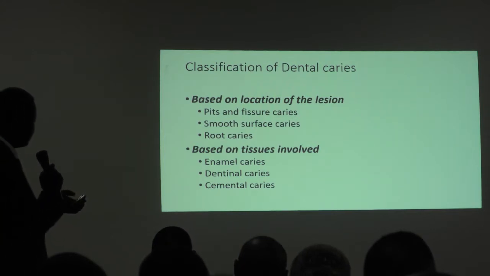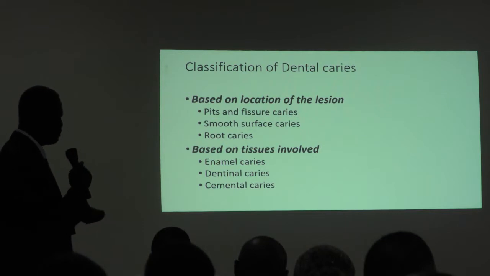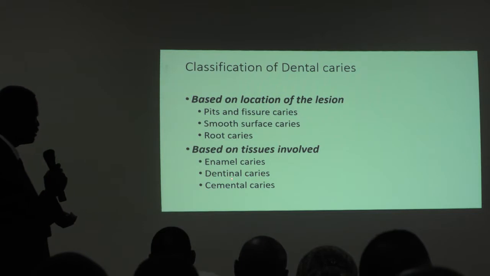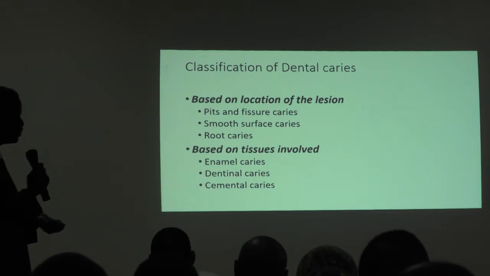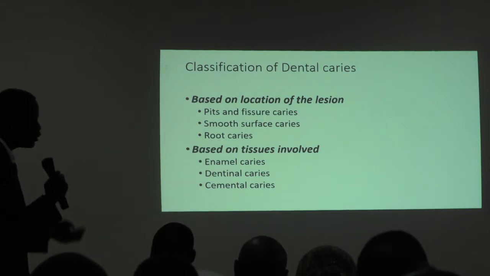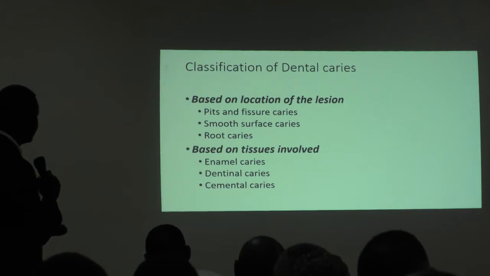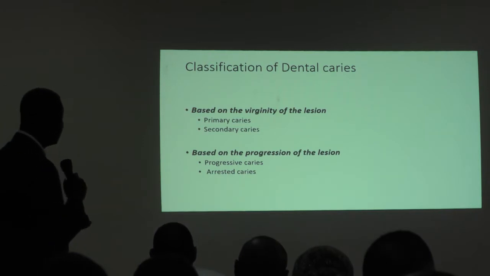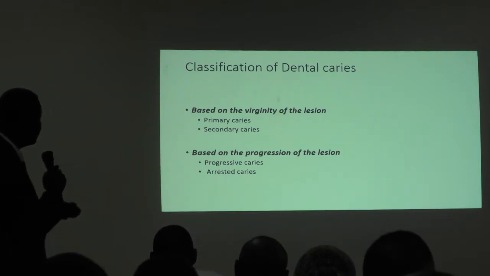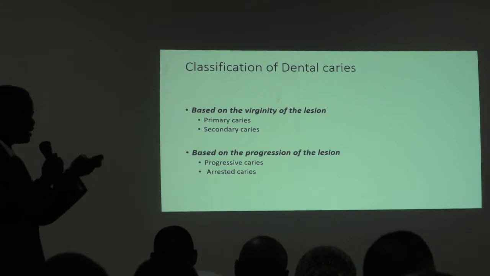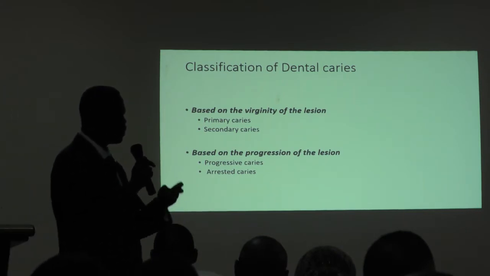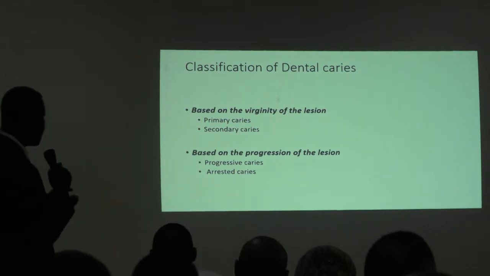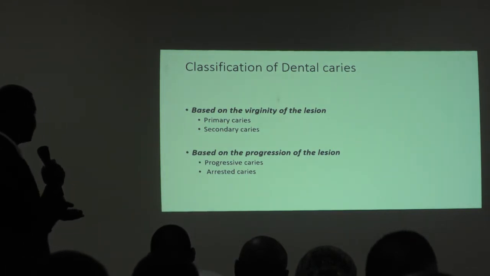Again, you can classify it based on where it is in terms of the tooth structure. It can be within the enamel, within the dentine, or within the cementum. The cementum is that portion that covers the root. Okay. Now you can also classify it based on the virginity of the lesion. What do you mean by that? Is it the first time this cavity is forming, or the cavity has formed, you filled it, and it has formed under the filling? So it can be a primary caries or secondary caries.